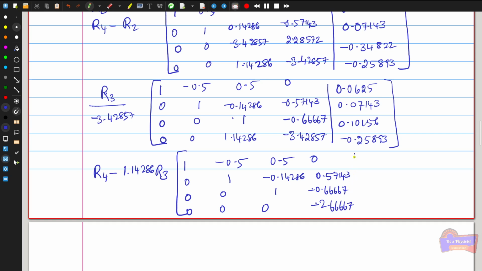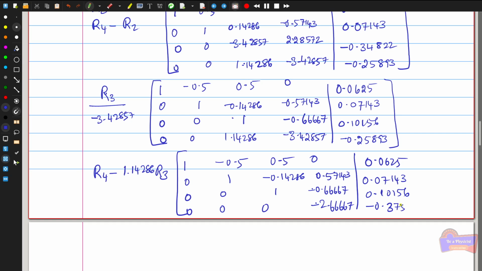Finally, the R4 value is 0, 0, 0, and minus 2.66667 again, and the right hand side will get 0.0625, 0.07143, 0.10156, and minus 0.37500.